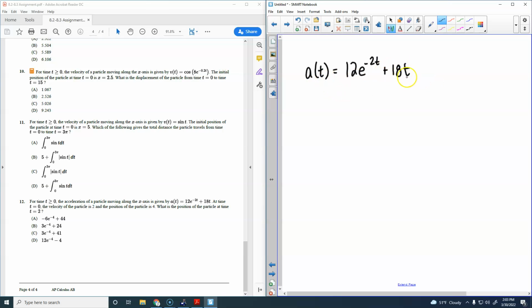So when we integrate this, it's going to give us velocity. To integrate 12e to the negative 2t. Not quite. It's not going to be negative 24, although you are at least paying attention to that negative 2.